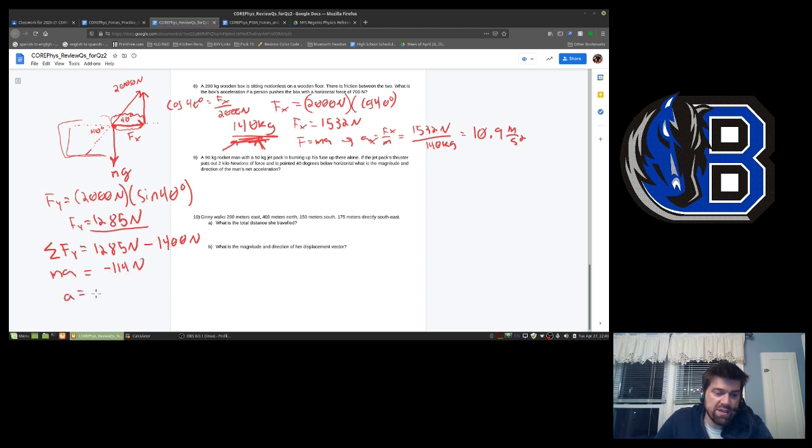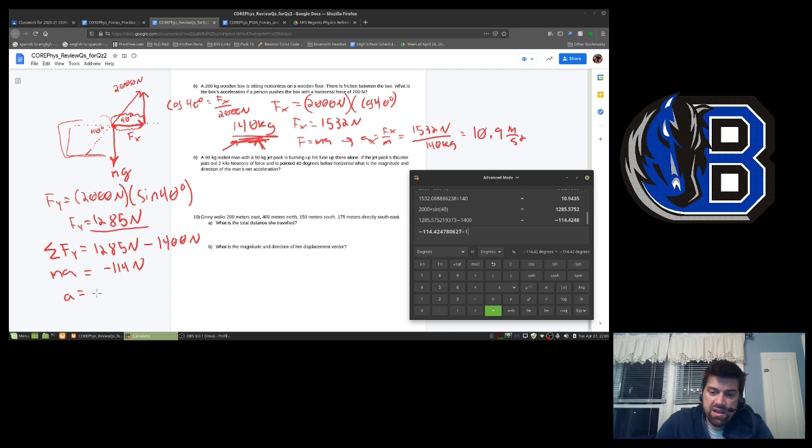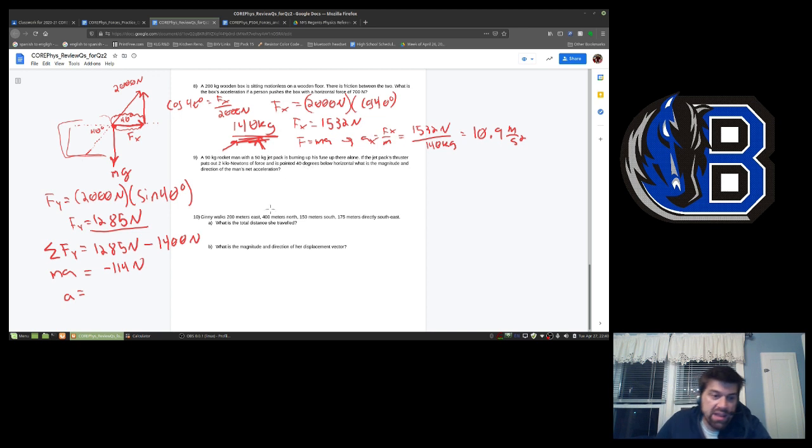I can solve for the acceleration. I'm dropping at a rate of 0.8 meters per second squared, which is fine. No one said it had to be going up, right? It's slowing his descent. So then I want the magnitude and direction. So magnitude, right, I find that I'm falling at 0.8.